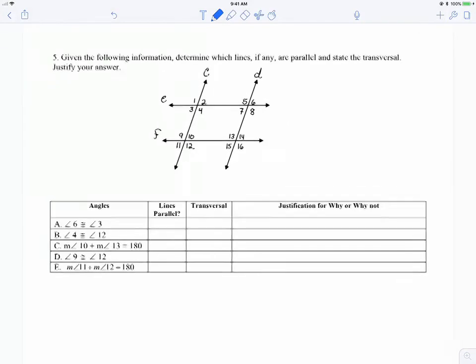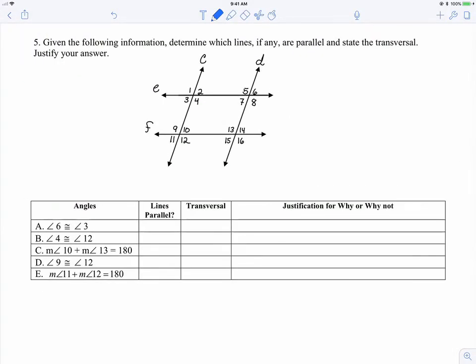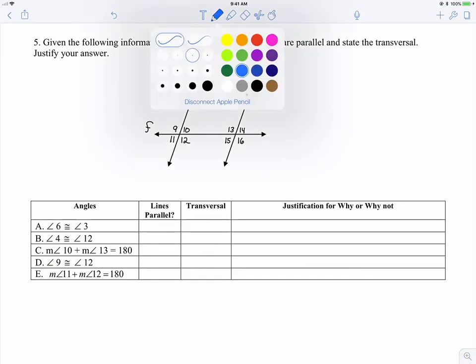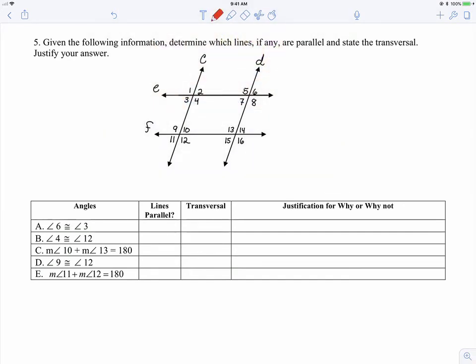All right, so number 5, this is the picture where we have to state which lines are parallel given the information. So if angle 6 is congruent to angle 3, that means we're not dealing with this line F down here at all because it doesn't have any of those angles. So it looks to be that the interior is this part and the exterior would be outside of that. So 3 and 6 are definitely in the exterior.